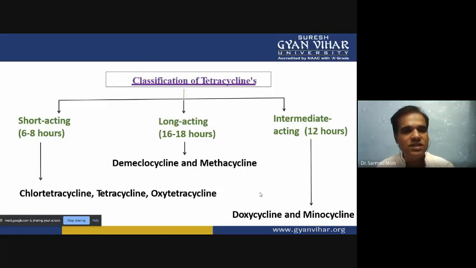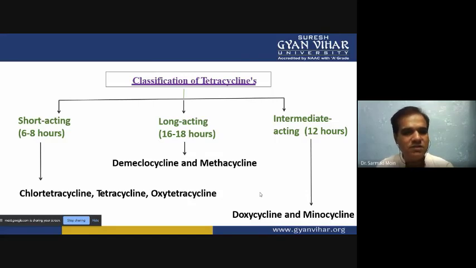Now, if you look at the classification, we divide tetracyclines into three types: short-acting, long-acting, and intermediate. This classification depends on the duration for which they are effective. Short duration means they are effective for only 6 to 8 hours, and after that they start degrading, and then we have to give a fresh dose. So short-acting antibiotics work only 6 to 8 hours. Chlortetracycline, tetracycline, and oxytetracycline are the short-acting antibiotics.